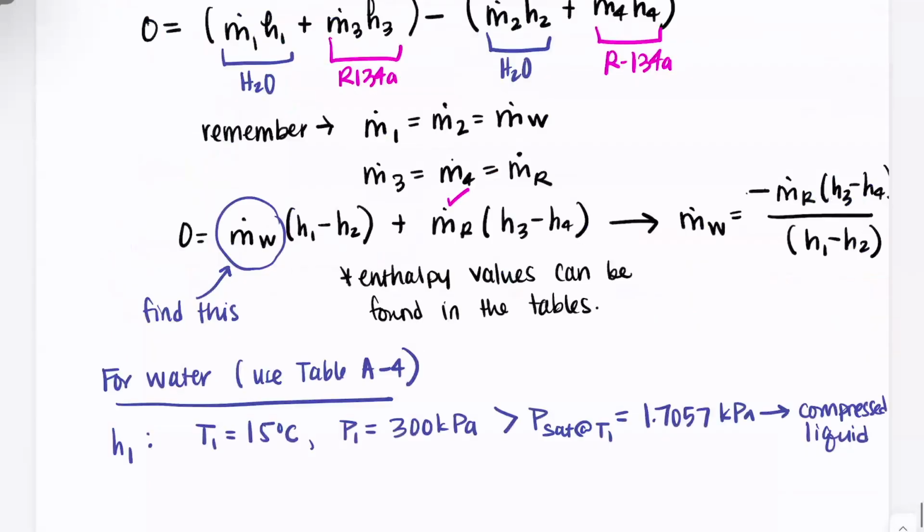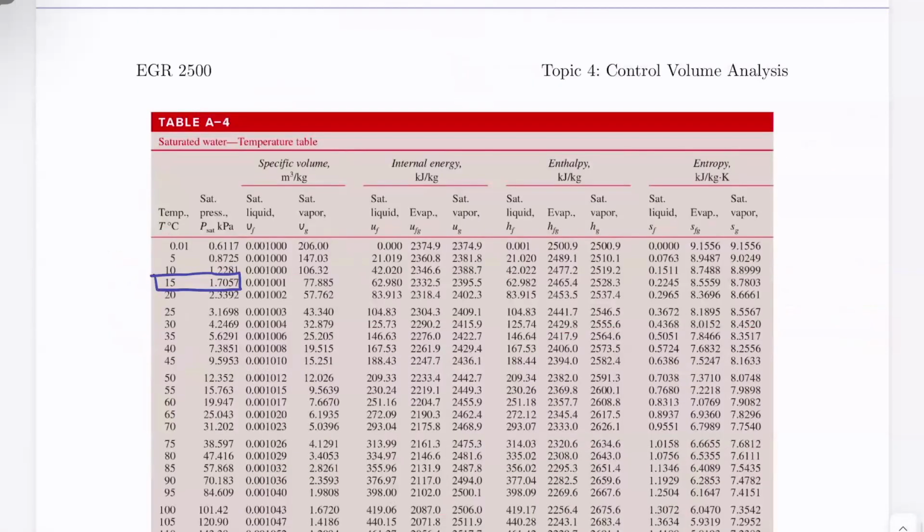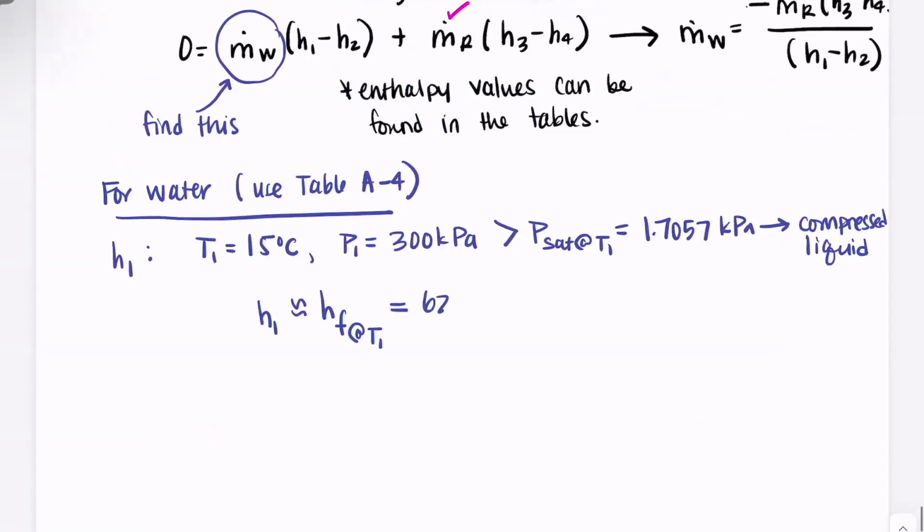I don't have that table in here for you, but we are going to approximate our enthalpy at 1 as the saturation enthalpy at temperature 1 for a saturated liquid. So we're going to go back to the same table to get that. We have this value here, 62.982 kilojoules per kilogram.